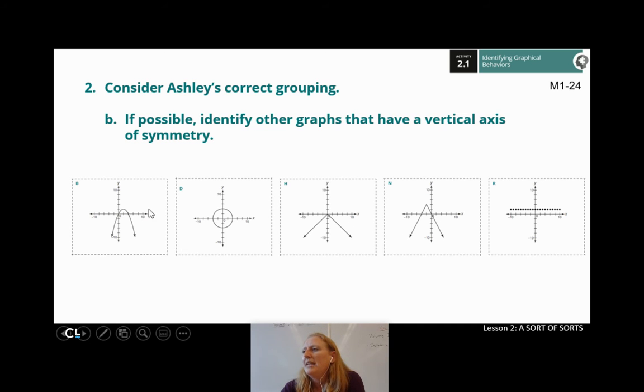So I'm going to write down, because I don't want to glue these in. Remember, we want to keep using them. So I'm going to write down graphs B, D, H, N, and R on my paper so I can keep using graphs.